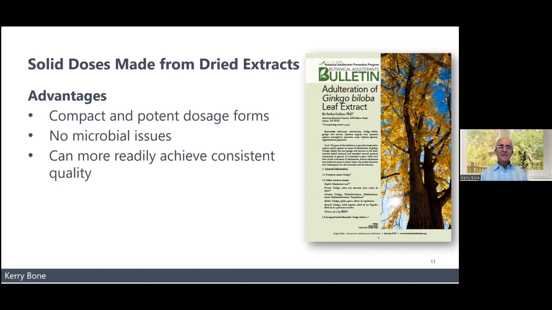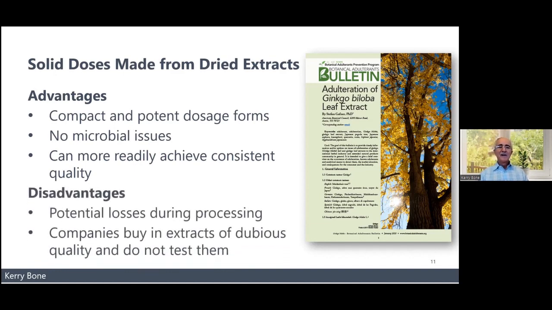And the second advantage is that because they're made using often alcohol and water in the initial extraction, there are no microbial issues because the alcohol kills the microbes. And because you're using an extract and you can adjust its strength and potency, you can readily achieve consistent quality from batch to batch. The disadvantage is there are potential losses during processing, especially when you make the liquid extract and then dry it to put it into the solid dosage form. That's where the losses can occur.